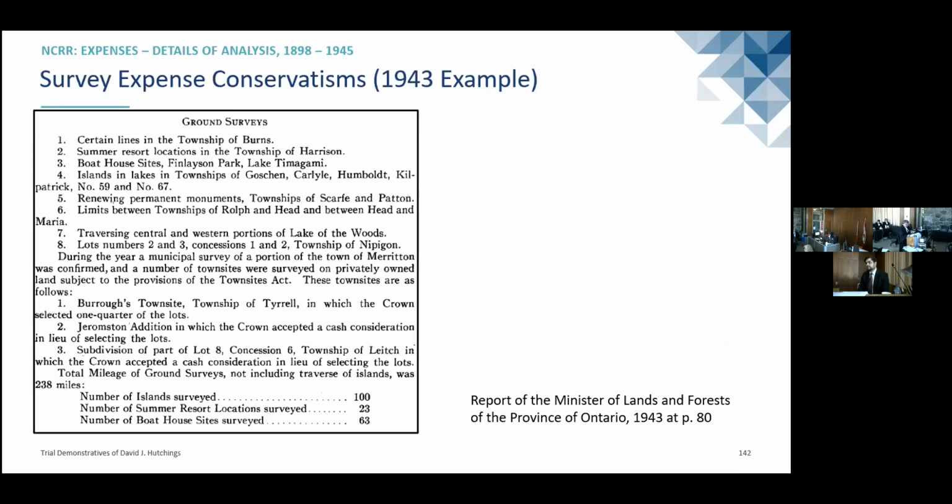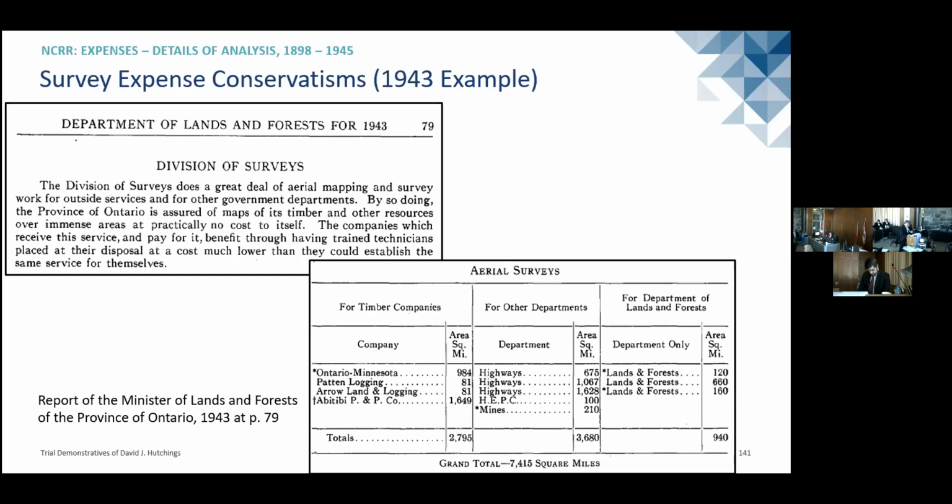And on the next slide, 142, this is a similar excerpt from the same report. And this is talking about ground surveys, because it wasn't all done by plane. Sorry, I'm going to stop you for a moment because I just want to be clear. I understand this. On slide 141, although there's 940 for Department of Lands and Forests out of a grand total of 7,415, in your calculation of expenses, you included all the surveys? That's correct. Oh, okay.